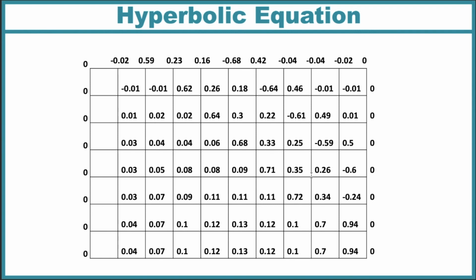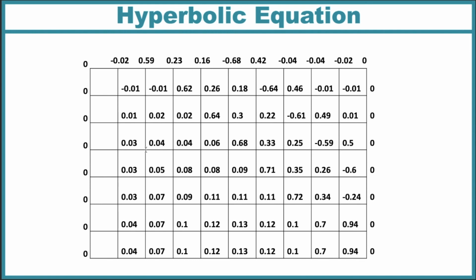We get 0.24. To get this value, it is 0.34 plus 0 minus 0.94. That is 0.34 minus 0.94. We get minus 0.6. So again we go for the next one. This row is over. To get this row, again 0.0 plus 0.05 minus 0.03. We get it as 0.03.